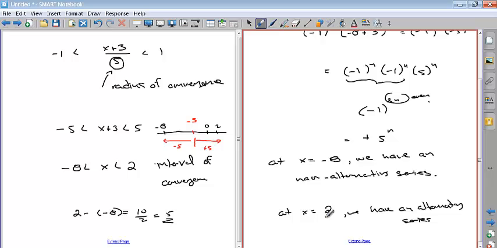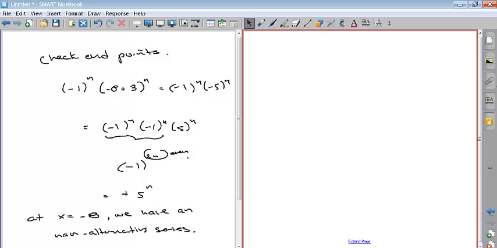So when x equals 2, we're going to use the alternating series test. When x equals -8, we're going to use whatever the result is. And then the final problem is doing a Taylor series.